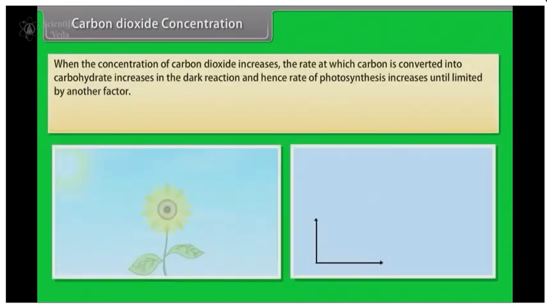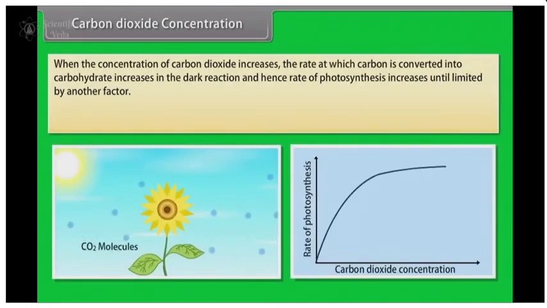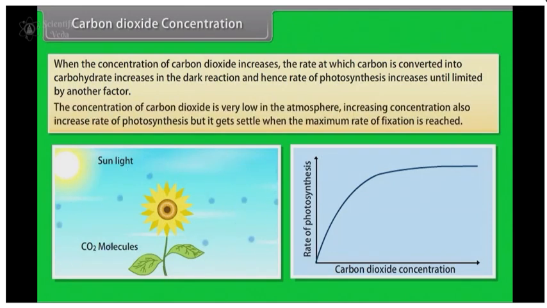Carbon dioxide concentration. When the concentration of carbon dioxide increases, the rate at which carbon is converted into carbohydrate increases in the dark reaction, and hence the rate of photosynthesis increases until limited by another factor. The concentration of carbon dioxide is very low in the atmosphere. Increasing the concentration also increases the rate of photosynthesis, but it levels off when the maximum rate of fixation is reached.